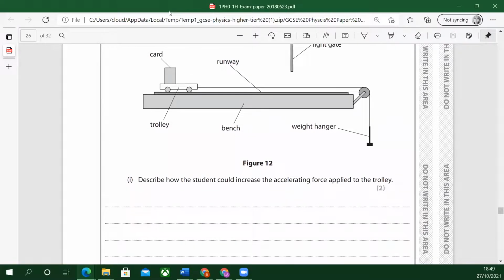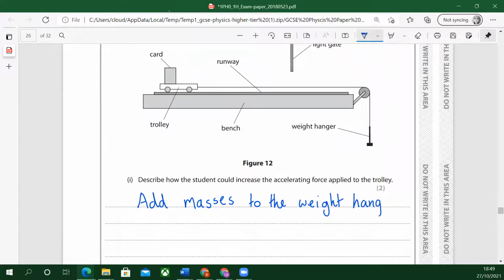You add, I need to put my pen tool on. So add masses to the hanger. You could put weight. Add masses to the weight hanger. Okay, so that's that one.